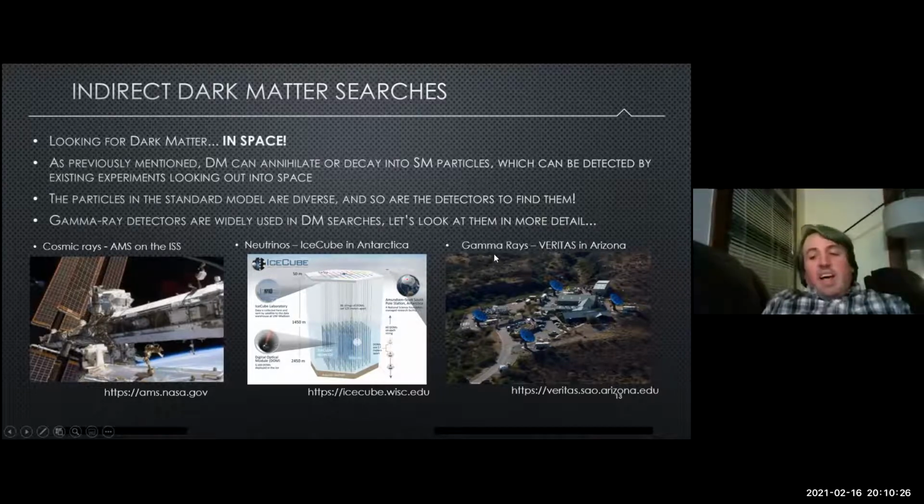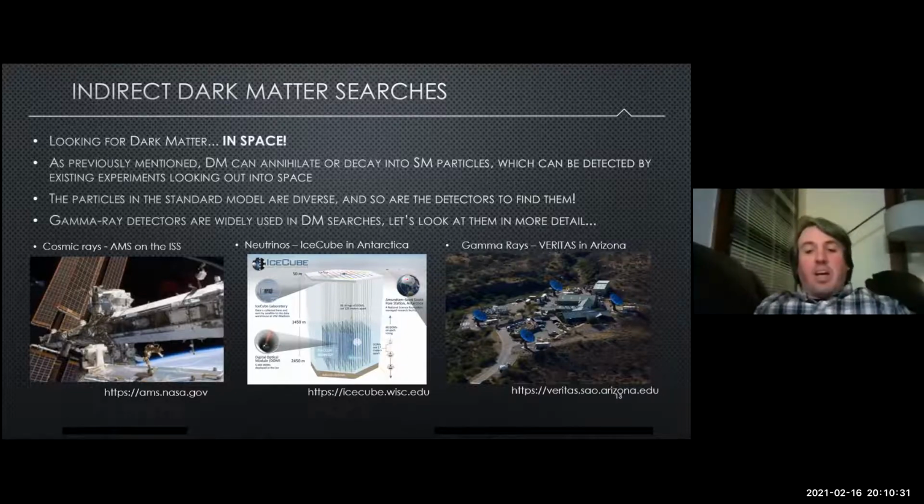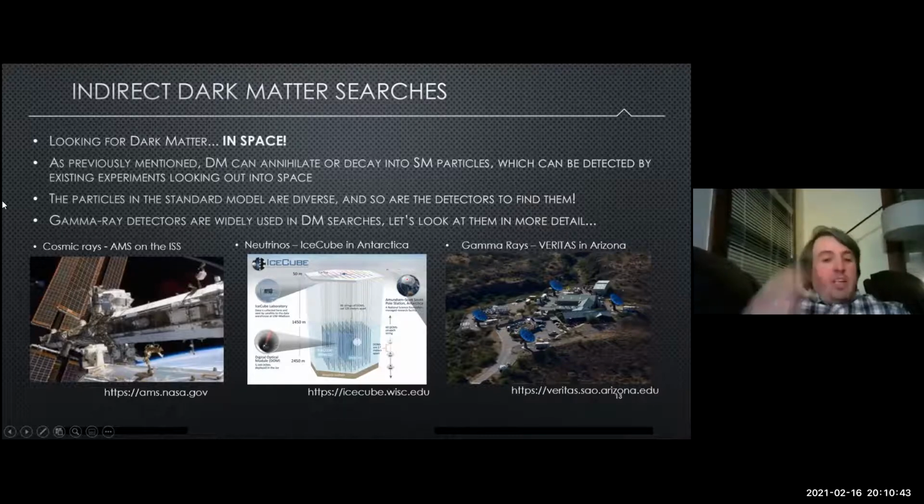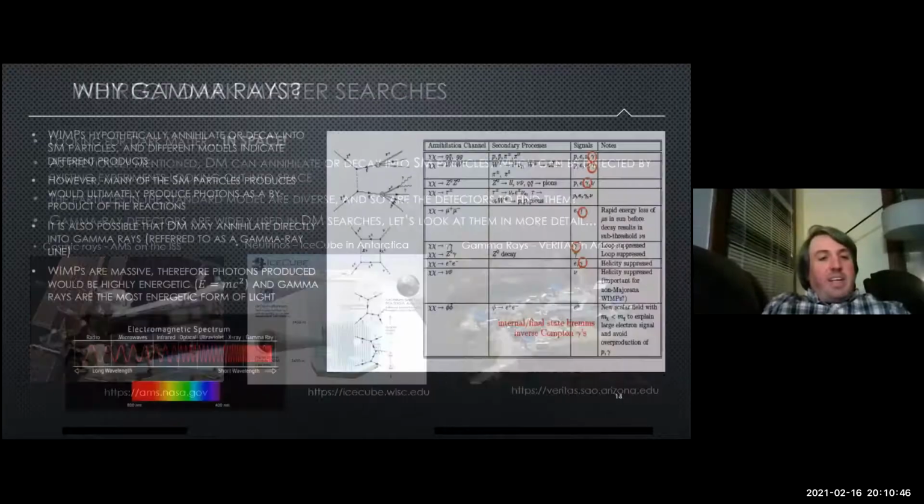And then what I'm going to be talking about is gamma rays. So this is VERITAS in Arizona. And I'm going to send the slides to Sarah at the talk, and I have links here to these experiments if you want to know more about them in particular.